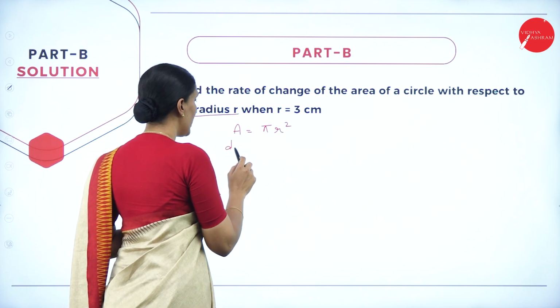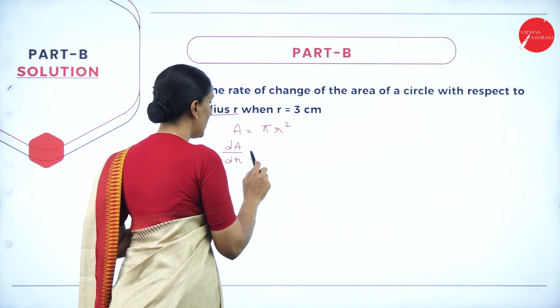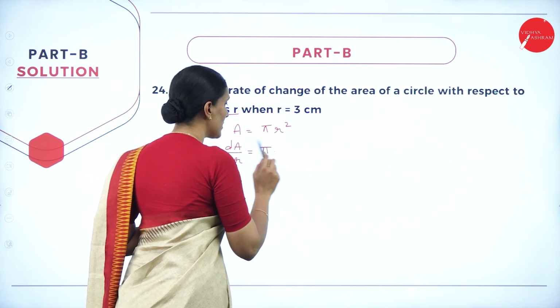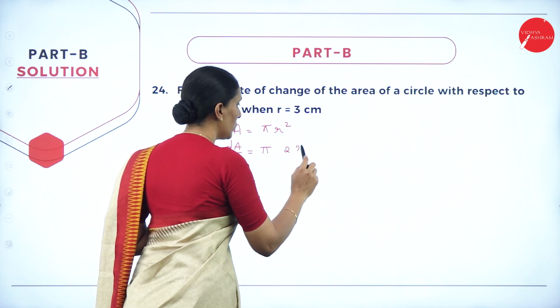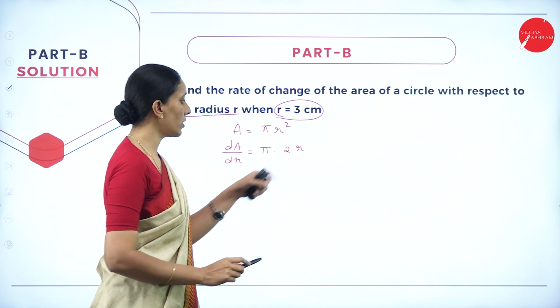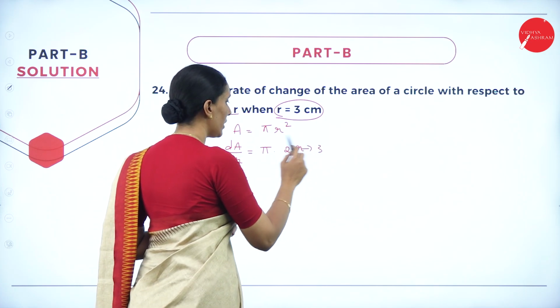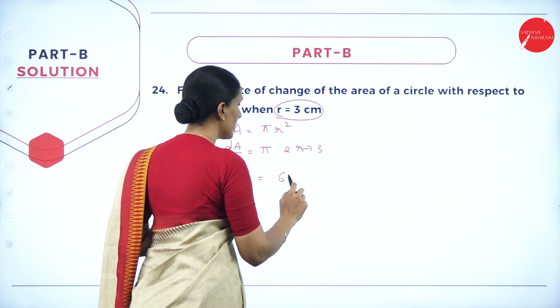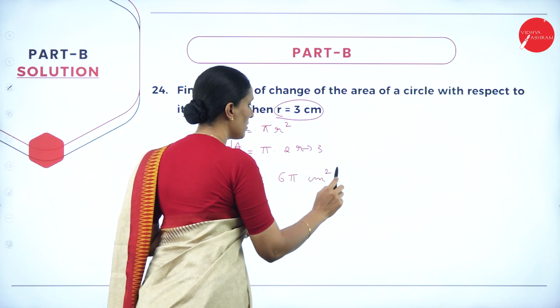Therefore, dA by dr is equal to pi, which is a constant, times the derivative of r square, which is 2r. Now they have given the value of r is equal to 3. When you substitute r is equal to 3, the rate will be 6 pi centimeter square.